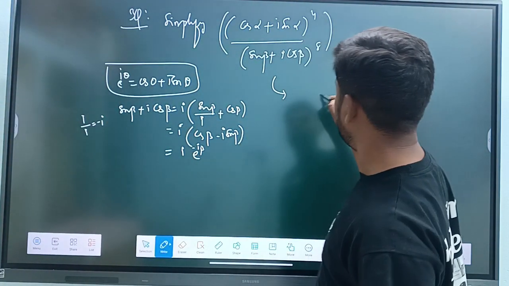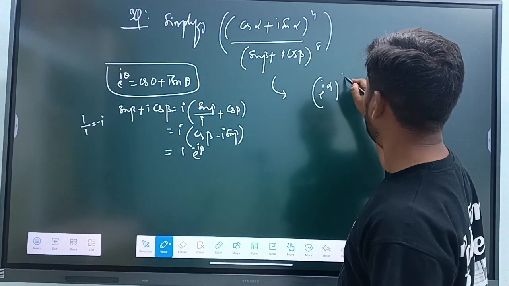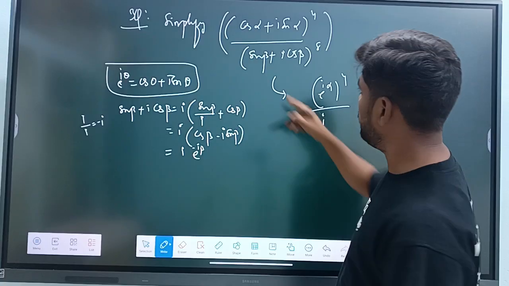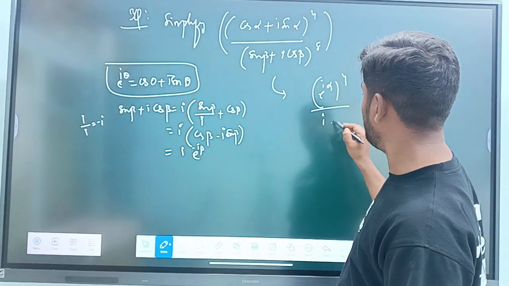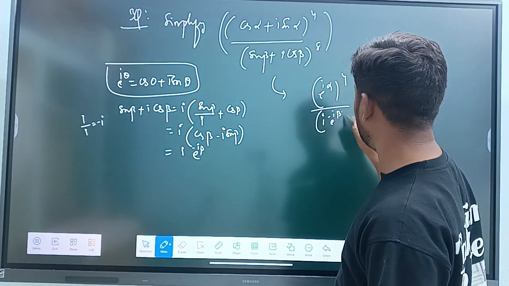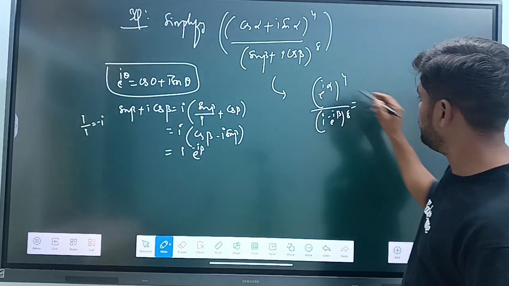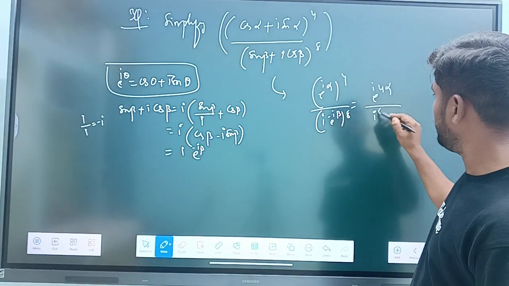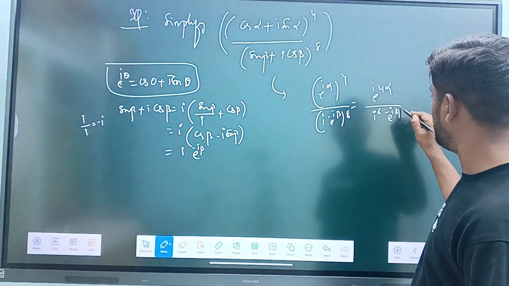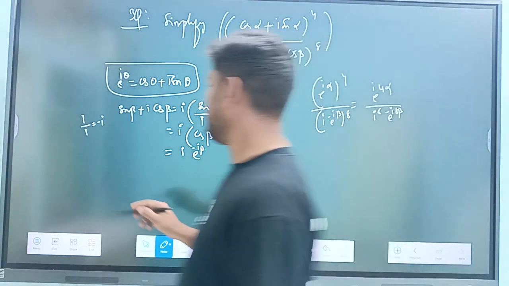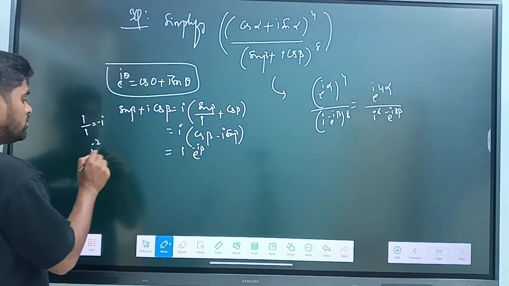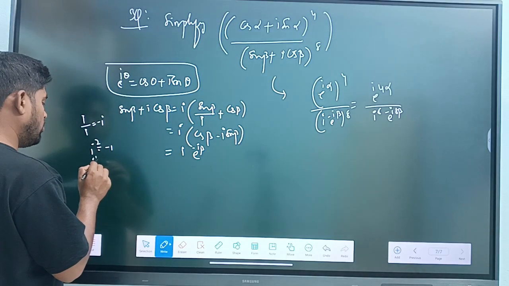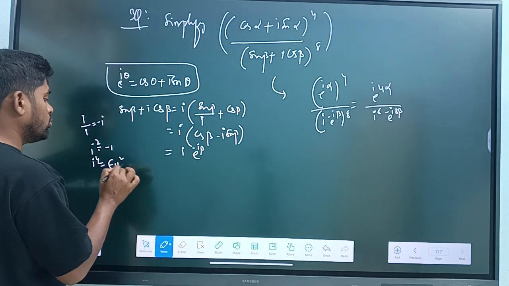So clearly e power I alpha power 4 by iota power 8 into e power minus I beta, whole thing. So e power I 4 alpha, that is iota power 8 into e power minus I beta. Done. So iota power 4 value is always, iota square value is minus 1. Iota power 4 is what? Minus 1 whole square, that is 1.